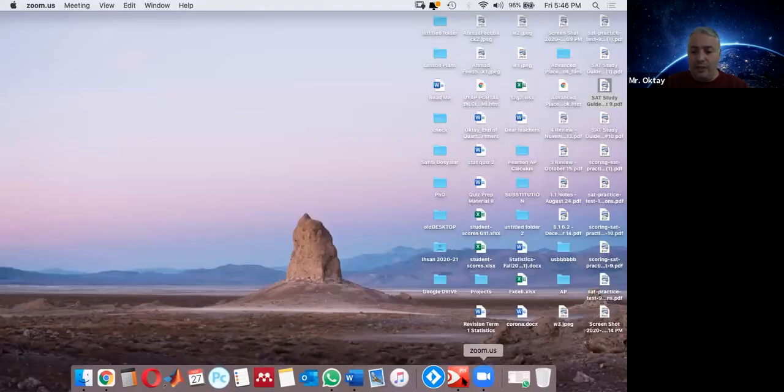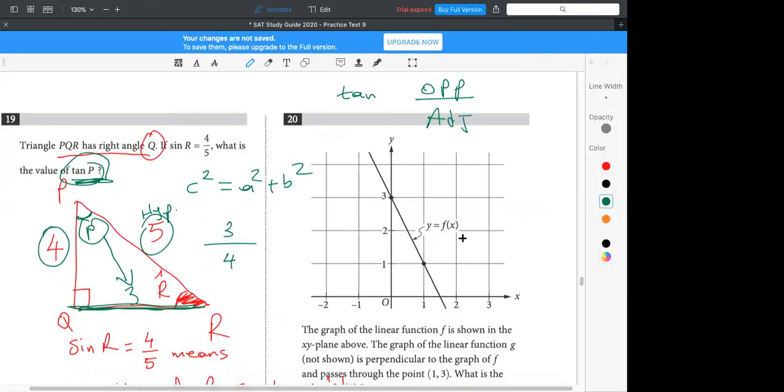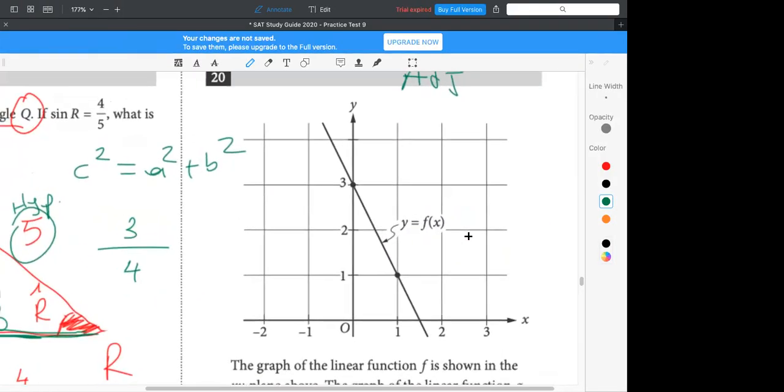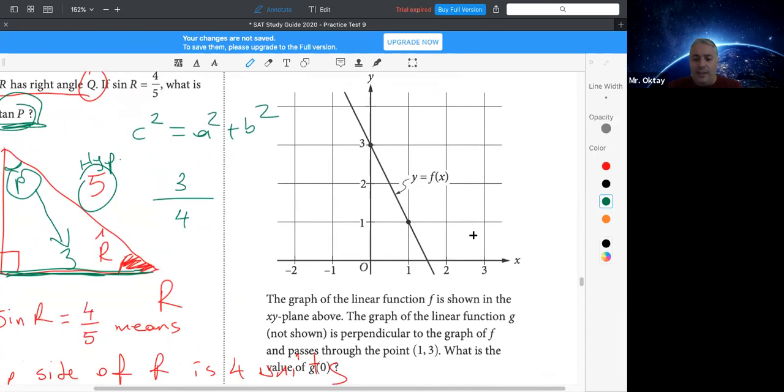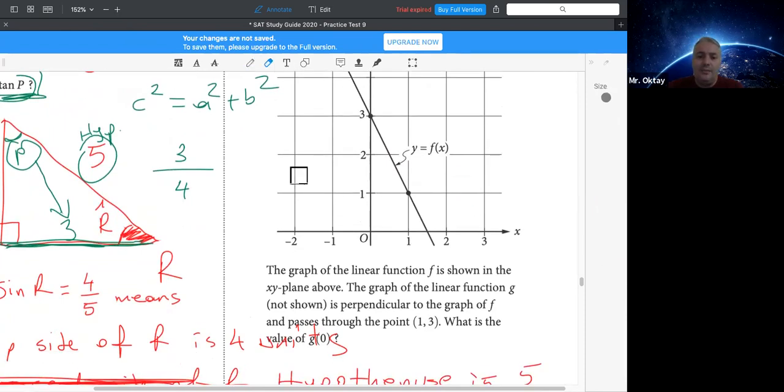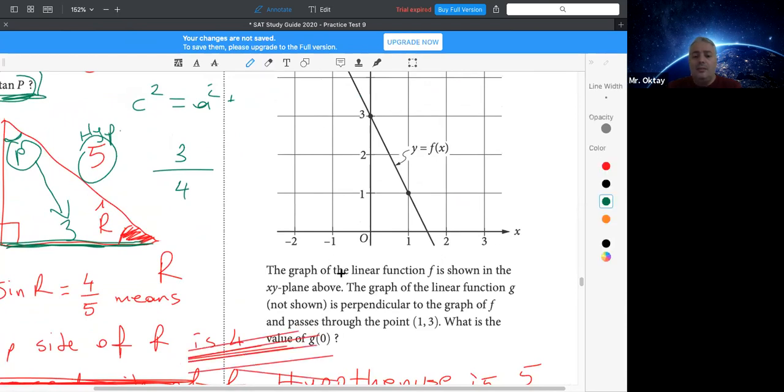Do we have any question? No, sir. Almost done. 19, no questions, please. Now 20. What is 20? It says that the graph of linear function f is shown in the plane, and the graph of linear function g, not shown in the plane, is perpendicular to the graph of f.